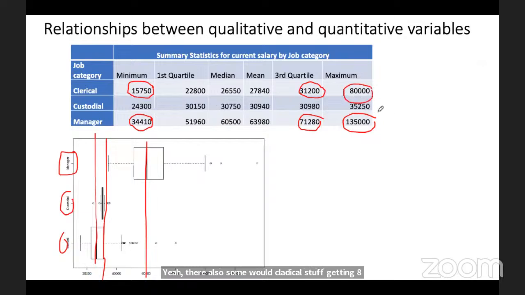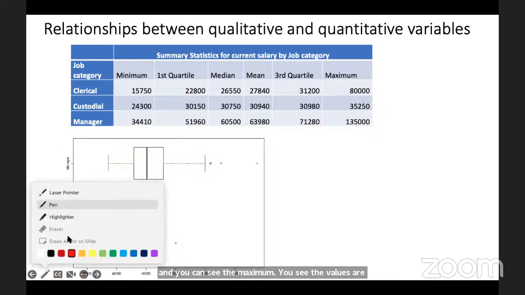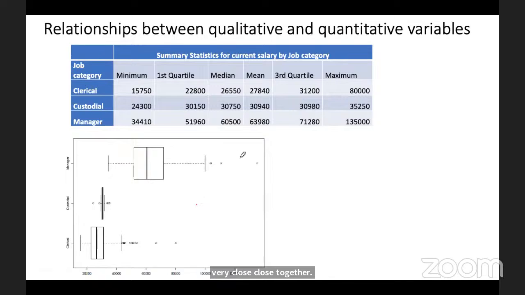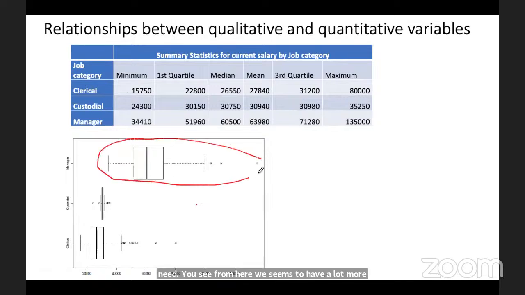But for these guys, their salary doesn't vary that much. You can see the minimum, the first quartile, the median, the third quartile, the maximum. You see the values are very close together. So this is the kind of information that you actually need. From here, we seem to have a lot more variation among the managers.